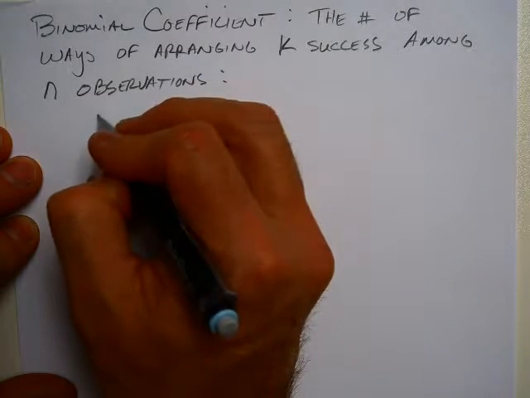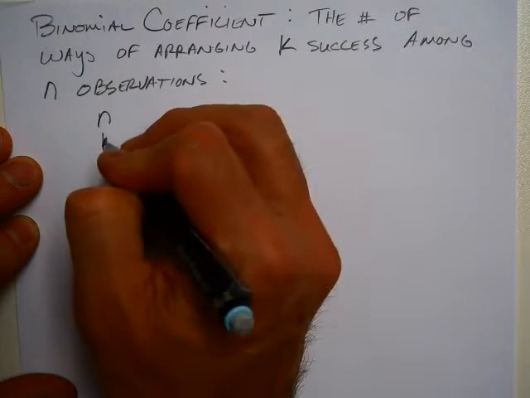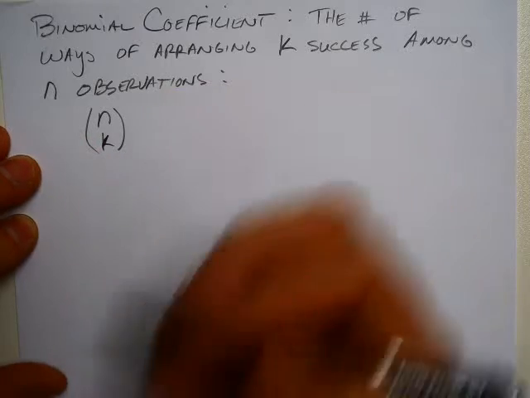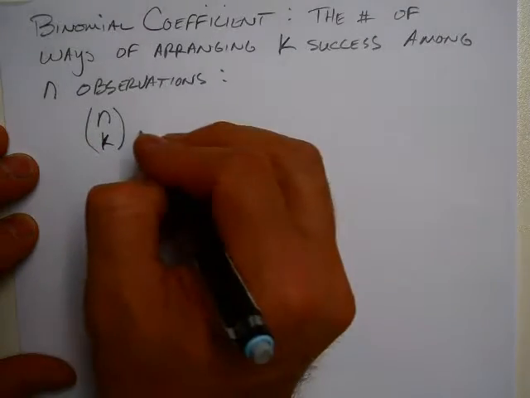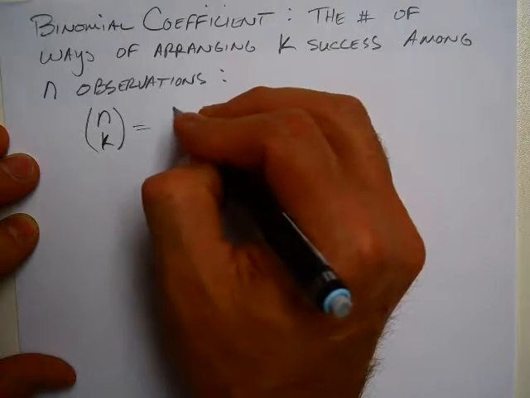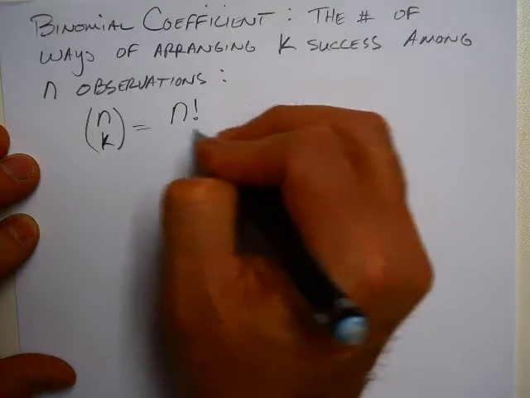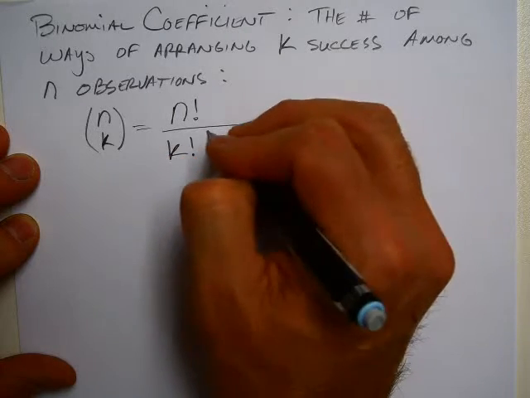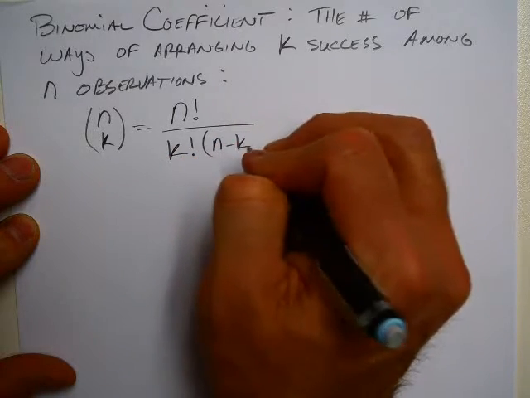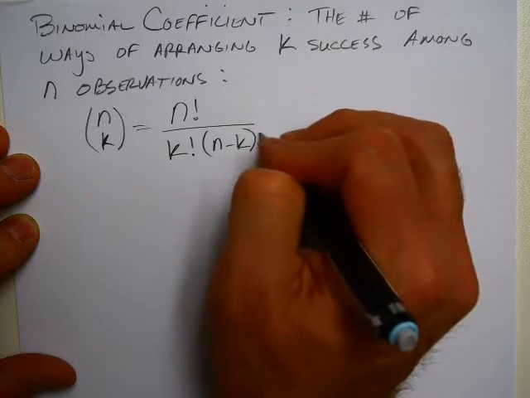It's written like this: n over k. That is the binomial coefficient. It's calculated like this: n factorial over k factorial times n minus k factorial.